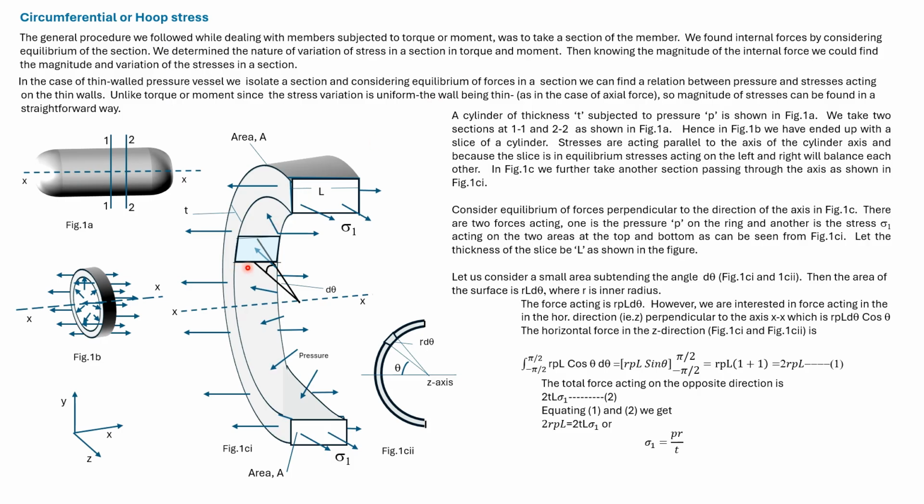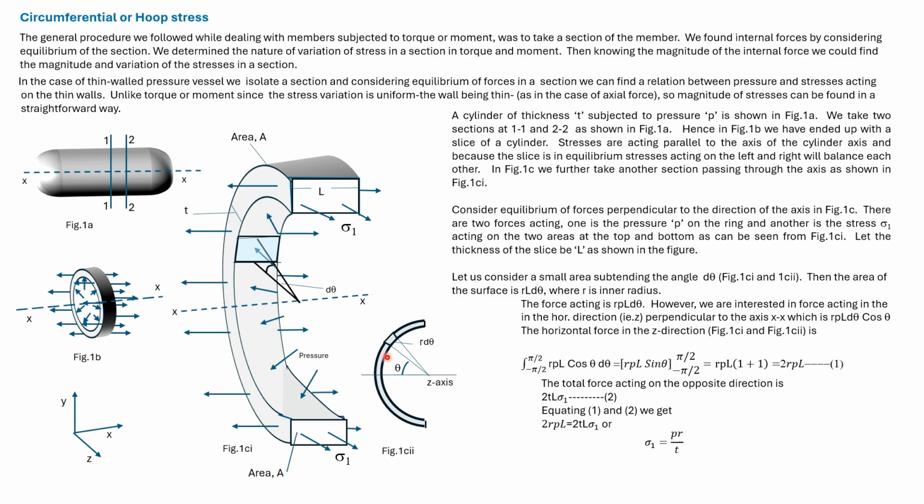We'll consider this small area and find out the force acting due to pressure. This area subtends an angle d theta to the center. This is also shown in figure 1c2. Then this dimension would be r d theta. So the total area would be r d theta into L. If P is the pressure, then the total force acting on the shaded area would be r p L d theta.